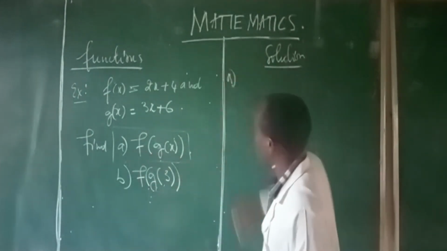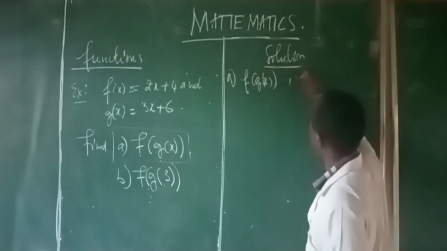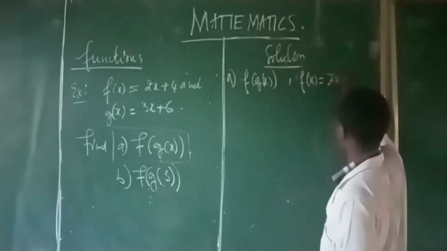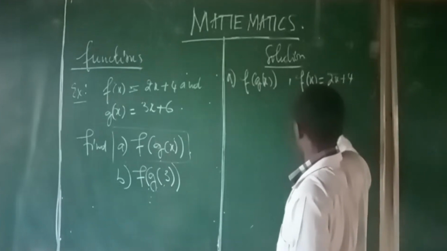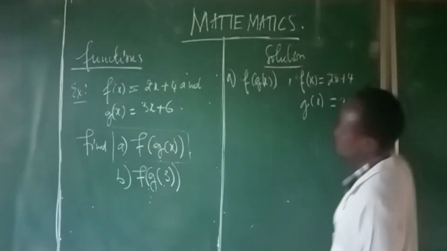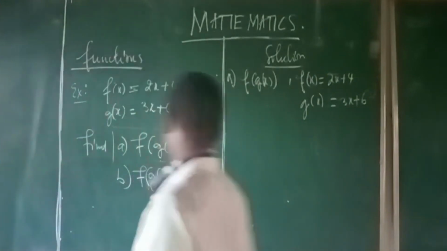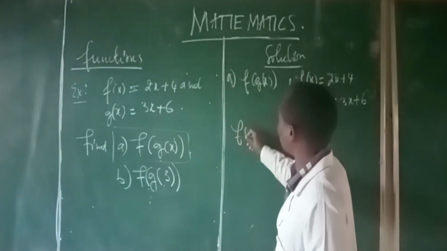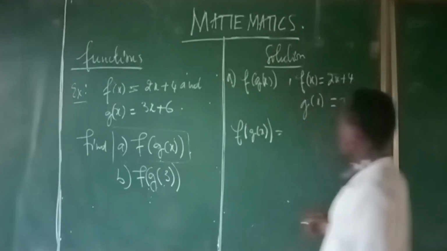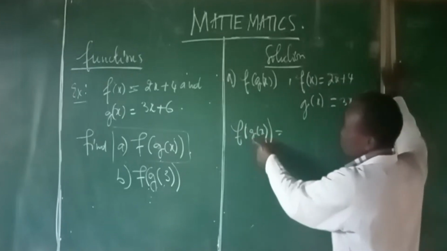Number 1a is f of g of x, where f of x is equal to 2x plus 4, and g of x is 3x plus 6. Then we are going to find the combination of those two functions, f of g of x.